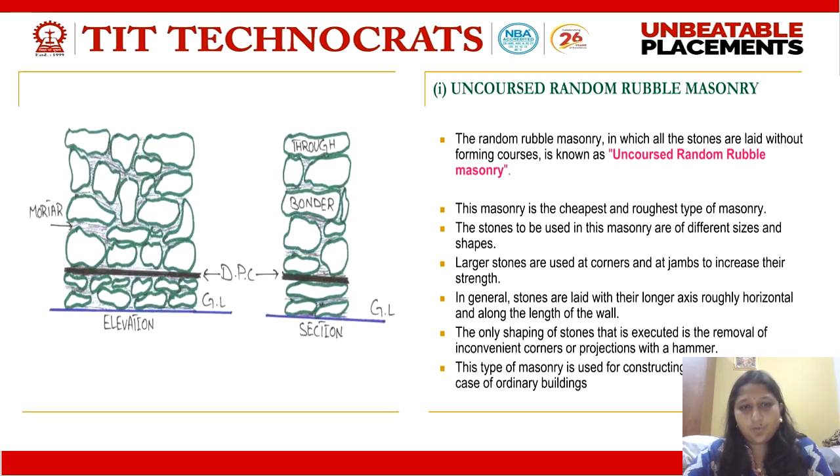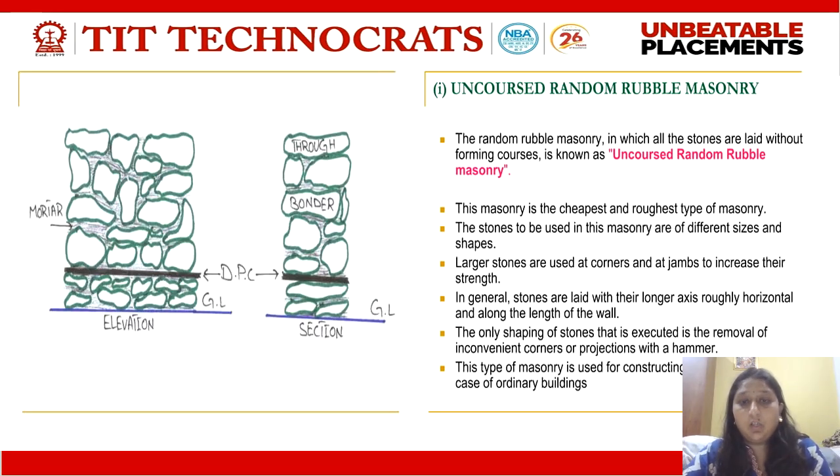This is a diagram showing me the type of uncoursed random rubble masonry. Rubble masonry has two classifications. The very first one is coursed, the next one uncoursed. Again the word came here, course. Course means layer. But as you can see in the diagram here, the stones are randomly placed. No layer, no line is being maintained. Such a type of rubble masonry is called what? Uncoursed rubble masonry. Okay, so random rubble masonry is one in which all the stones are laid without forming courses.